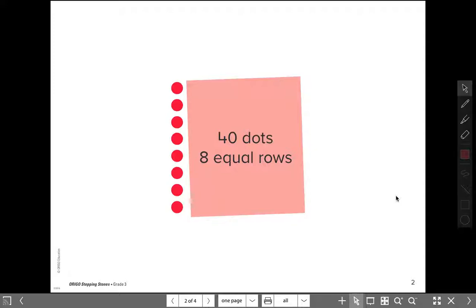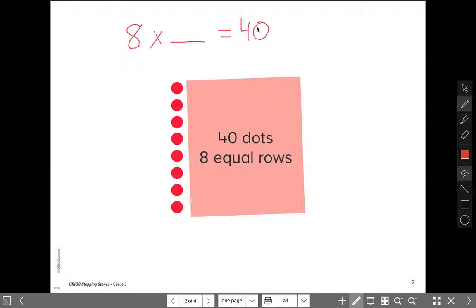So, Vanessa, what multiplication fact could I write to help me solve this problem? Times... 8 times. Do I know how many are in each row? No. So we can say blank, question mark. Okay. Good job. Equals 40. Okay. So what is the related division fact?